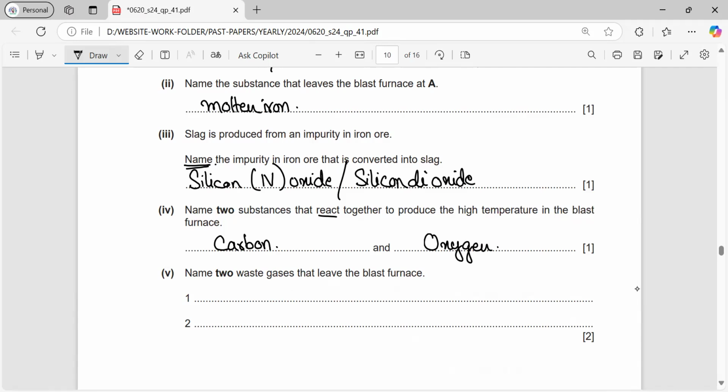Name two waste gases that leave the blast furnace. So the two waste gases which leave the blast furnace, first will be carbon dioxide. Second will be the gases which are present in the air, like nitrogen, like argon. So one of the gases will be carbon dioxide, and the second gas will be nitrogen or argon, any one.